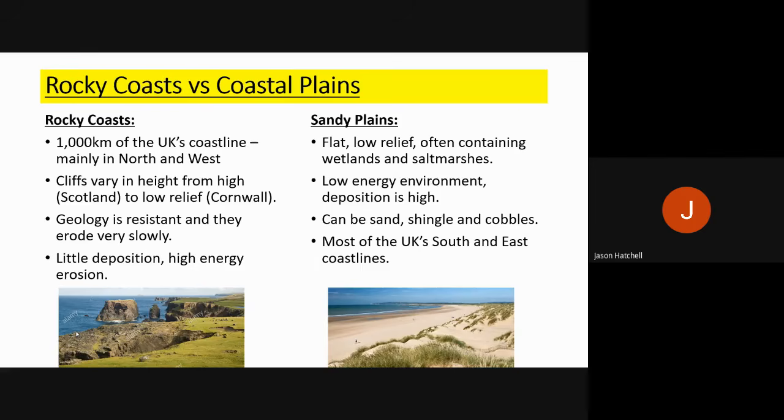Now, in a sandy plain, as you can see in the image on the bottom right here, we mainly have a flat or gently sloping relief type of coastline. And it often contains wetlands and salt marshes too. These are low energy environments, so there's low erosion rates, but deposition rates are high. They can be sand, they can be shingle, or they can be cobblestones as well. And this is most of the UK's coastline in the south and east of the UK. So places such as the south coast, particularly around Swanage, is this type of coastline. It's a sandy plain coastline.